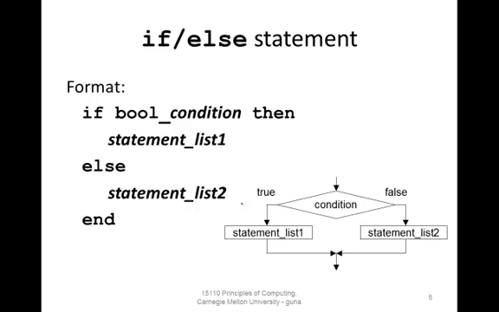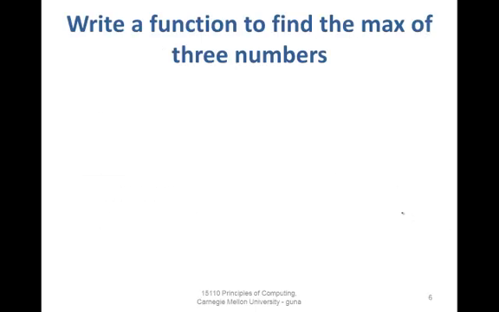Now we also have more detailed statements like if condition true. So if it's true, we're going to do this. And if it's false, we're going to do this. And so we can show that with a flowchart like this. If the condition is true, you're going to do 1. If the condition is false, you're going to do 2.